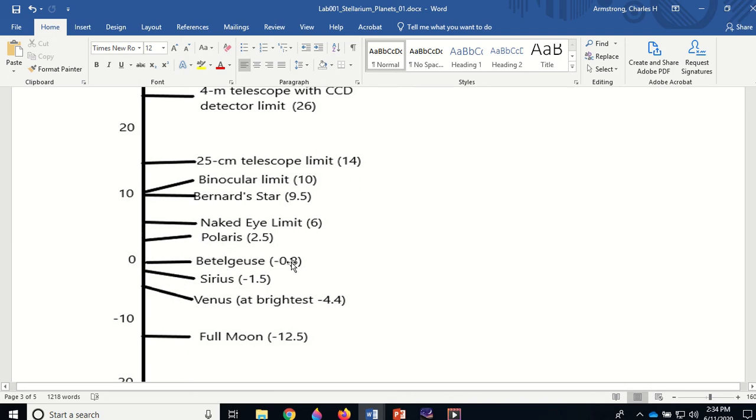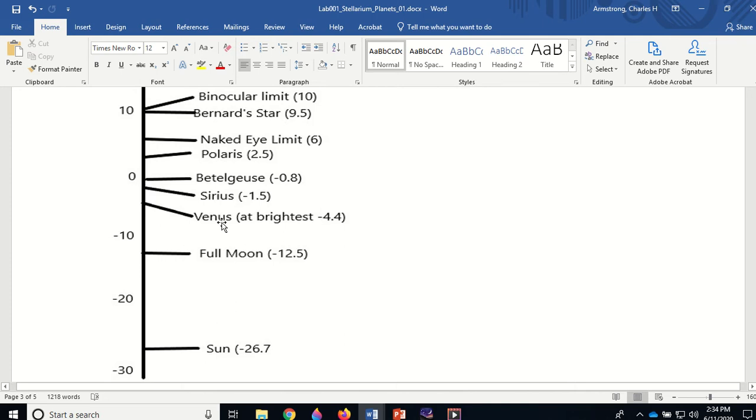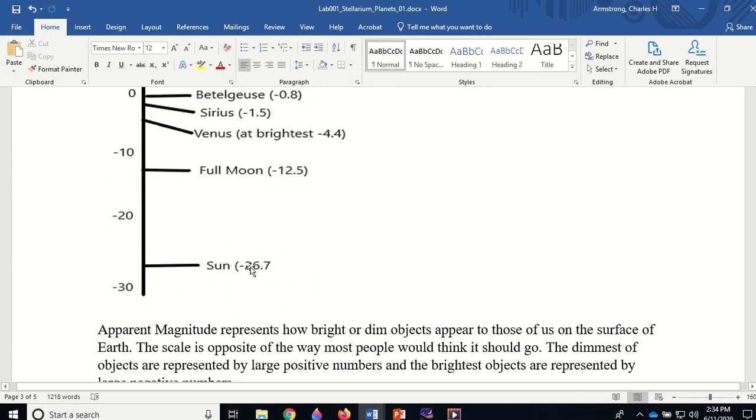Betelgeuse is even brighter than Polaris. Now again, like I said, we're going into minus numbers. Those are the brighter ones, minus 0.8. Sirius, minus 1.5. Venus at its brightest, minus 4.4. Then we've got the full moon. You know how bright a full moon looks. That would come in on the scale at minus 12.5. The sun's the brightest thing in the sky, period. It's minus 26.7. Okay, so you can see that's how the scale works.